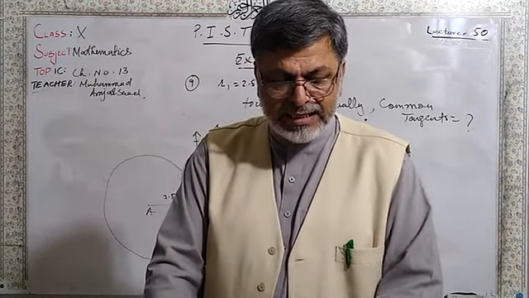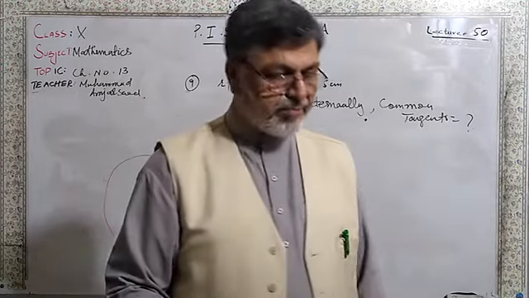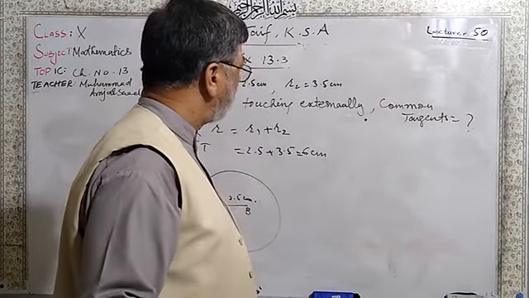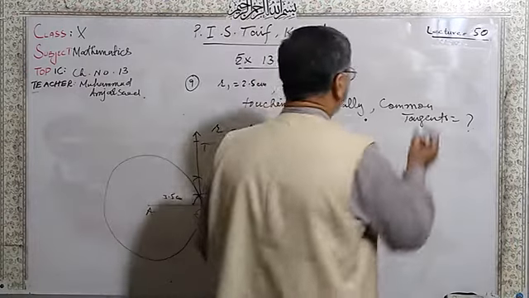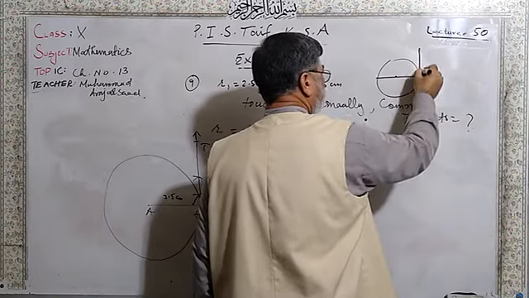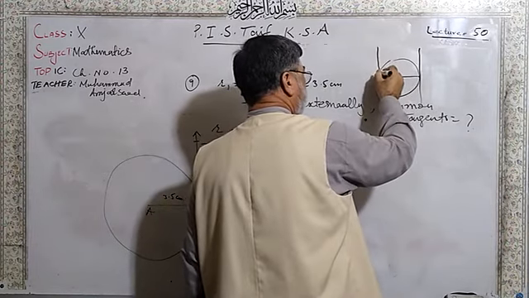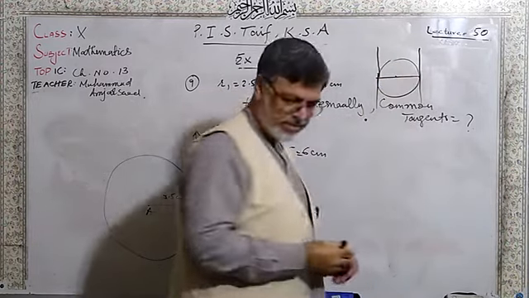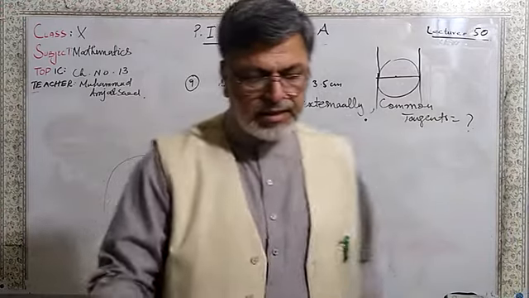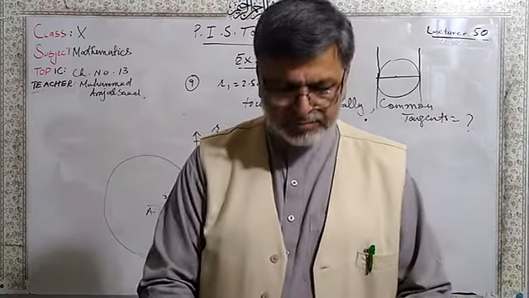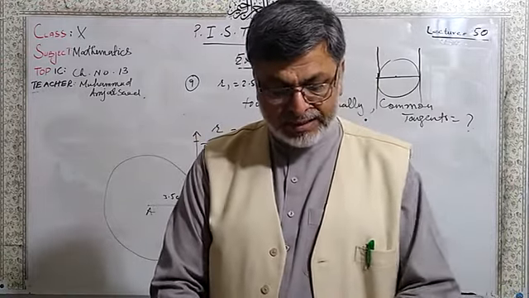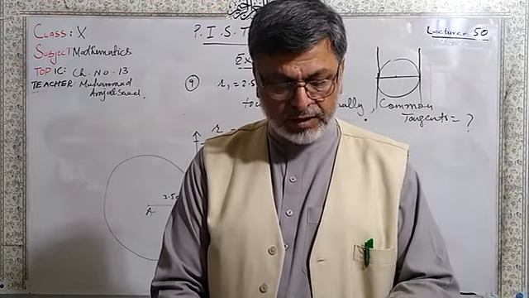Tangents drawn at the ends of the diameter of a circle are parallel. I think we have seen this in a question also. That was your circle, that is the diameter, and at the ends of the diameter, these are the two tangents. They are parallel to each other. Yes. After that, the lengths of the two transverse common tangents of a pair of circles are always equal.